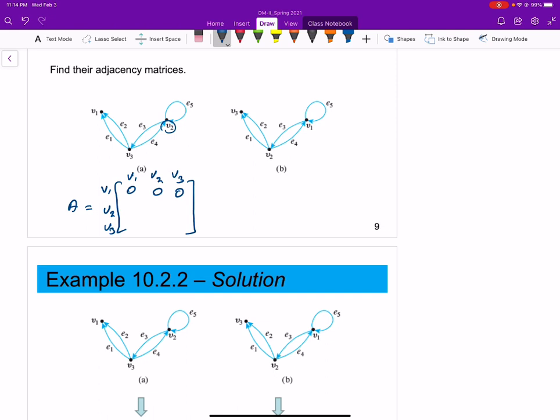Then go to the second row. From V2 to V1, again no arrows, so that is 0. And then V2 to V2, there's one loop here, so you put 1 here. And then from V2 to V3, you have only one arrow. So this should be 1.